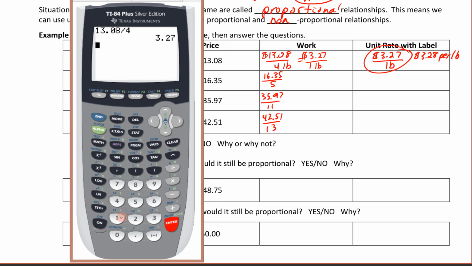So we've got 16.35, we're going to divide by 5, and we get 3.27. Next one is 35.97. We're going to divide by 11. Make sure we hit the divide there. Divide by 11. And we get 3.27. So all of the answers so far are 3.27. Let me do the last one. Let's see how this works out. 42.51 divided by 13. And they all work out to be 3.27.